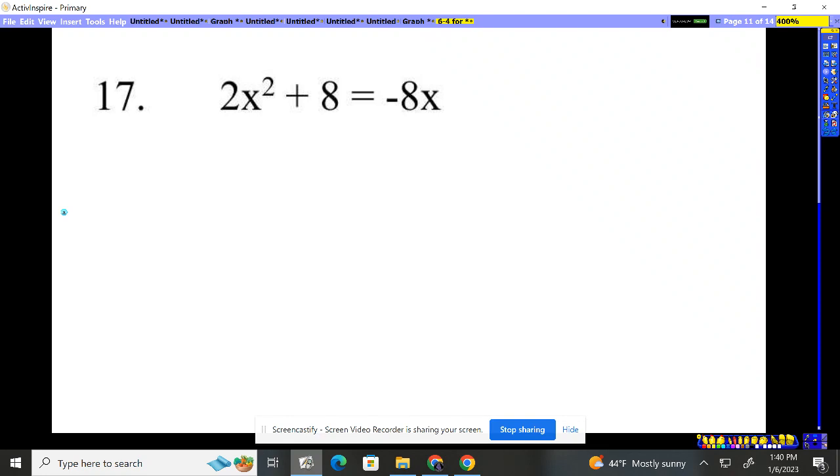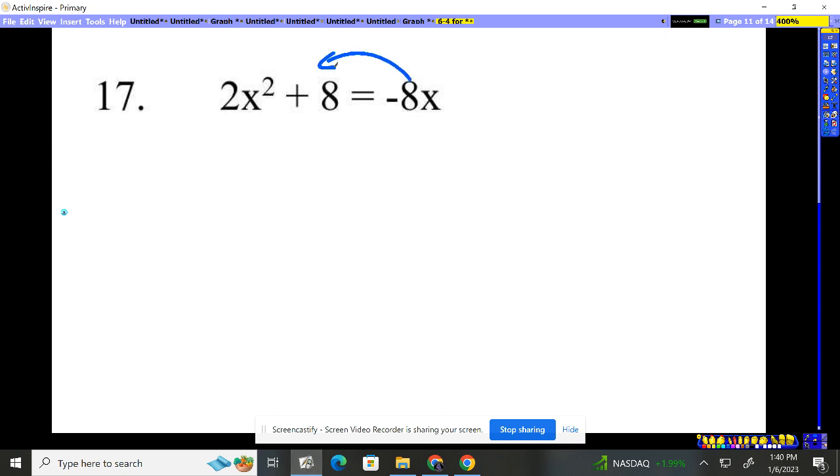Number 17, we want to find the value for x that makes this equation true. Well, we're always going to get it set equal to 0 and then use the quadratic formula if we can't factor. So in this case, we want to use a quadratic formula. So I need to get it set equal to 0, so I need to move that over first.